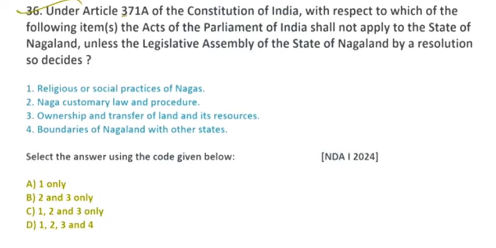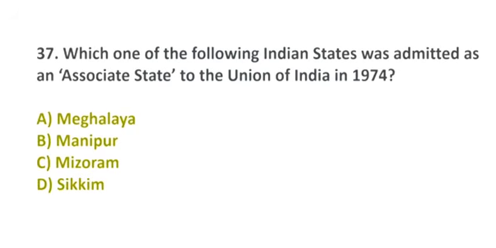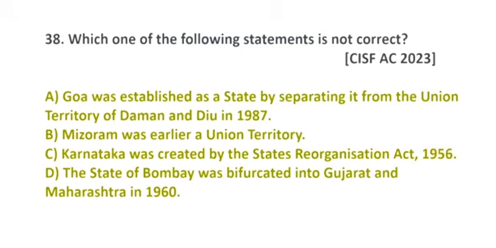36. Under Article 371A of the Constitution of India, with respect to which of the following items the acts of the Parliament of India shall not apply to the state of Nagaland unless the Legislative Assembly of the state of Nagaland by resolution so decides. Option number C is the correct answer, 1, 2 and 3 only. 37. Which one of the following Indian states was admitted as the associated state to the Union of India in 1974? Option number D, Sikkim.